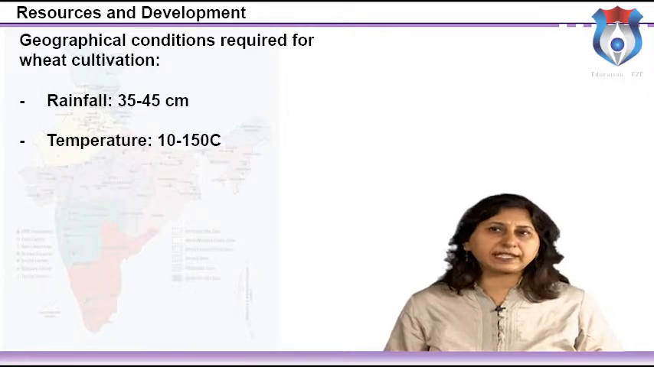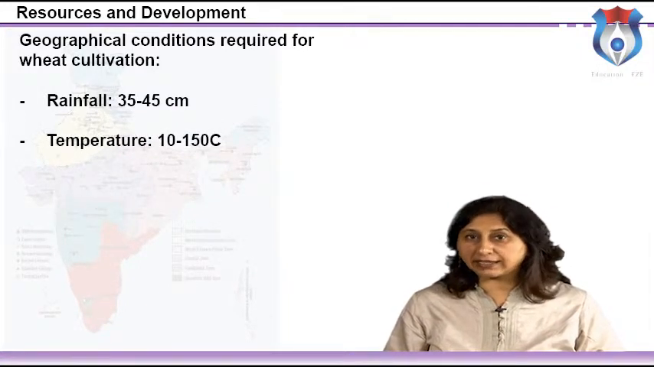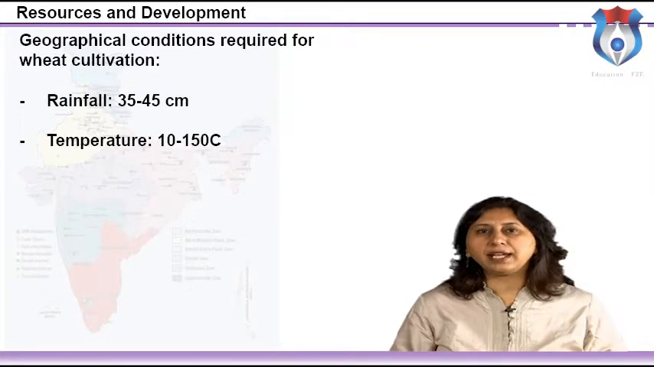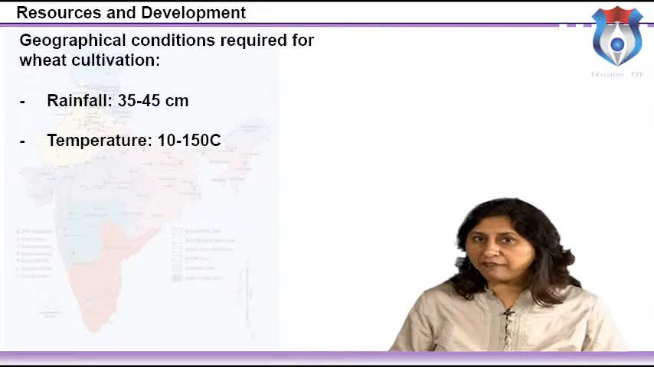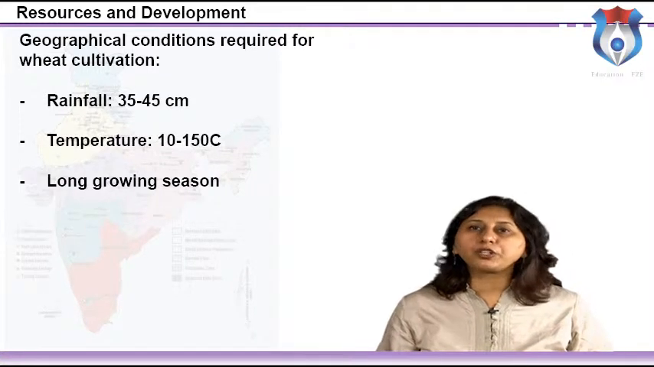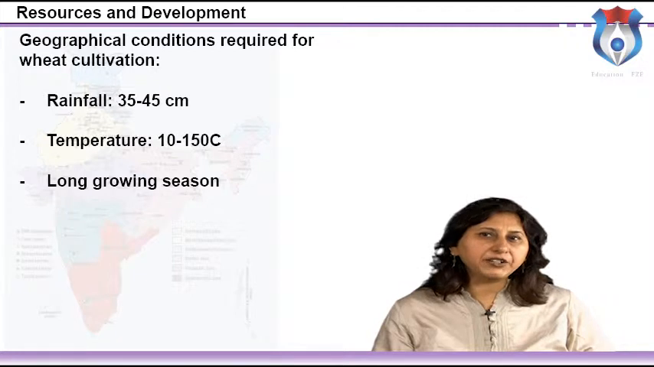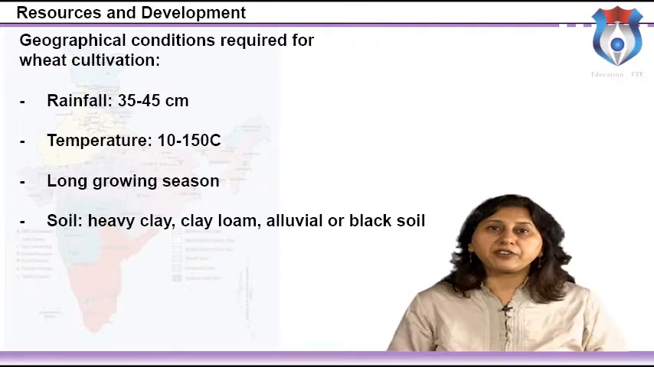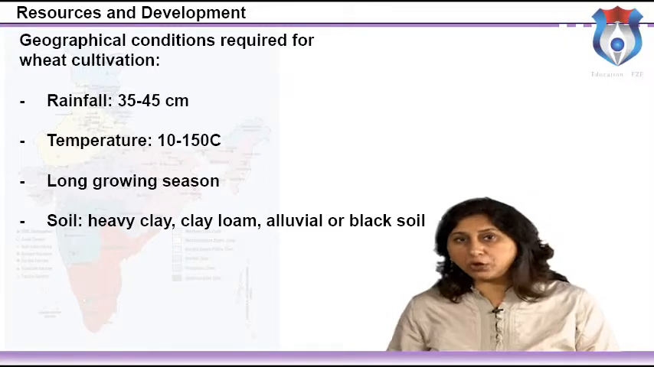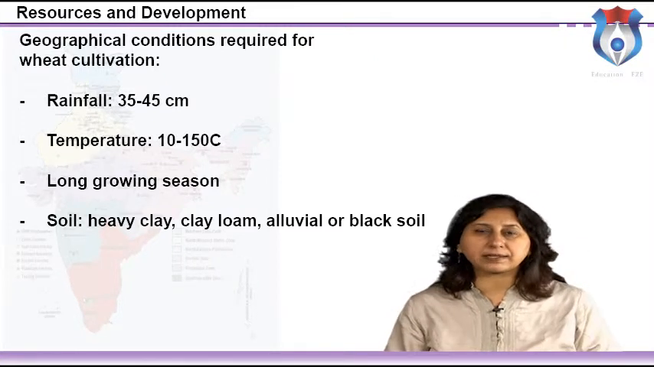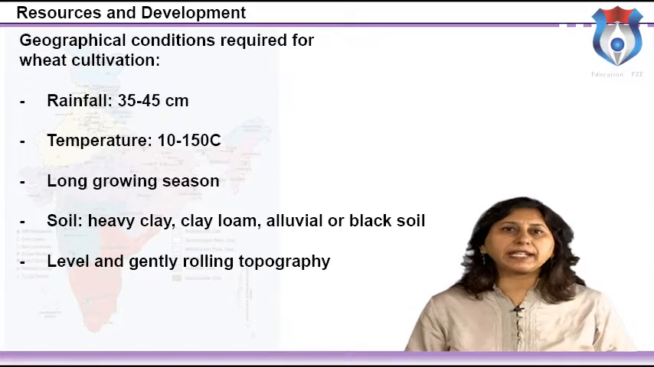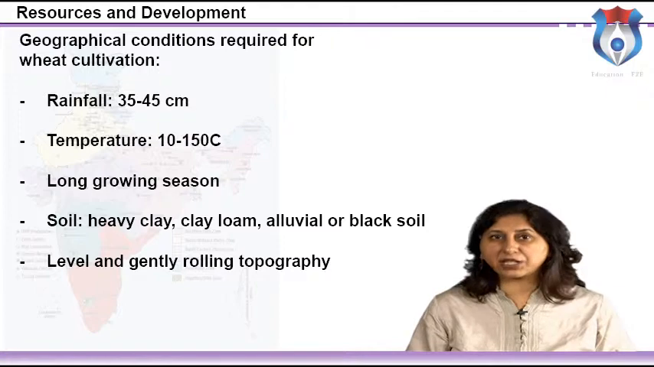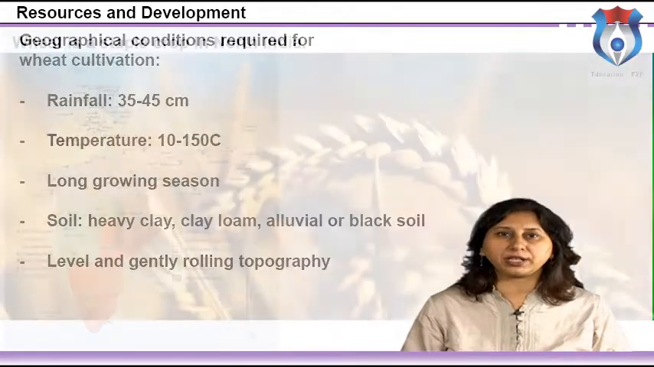A temperature of at least 10 to 15 degrees centigrade at the time of growing and 19 degrees centigrade and bright sunshine at the time of ripening and harvest of the crop. A long growing season, approximately 100 days free from frost. A wide variety of soils ranging from heavy clay, clay loam, or alluvial to black earths. Level and gently rolling topography provides adequate drainage and facilitates use of modern farm technology.